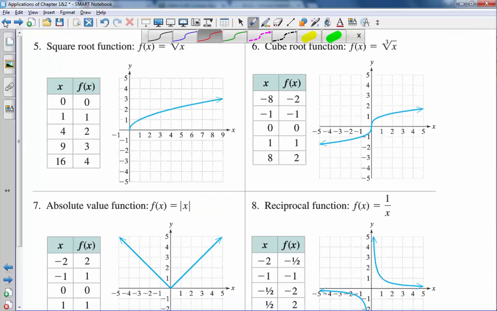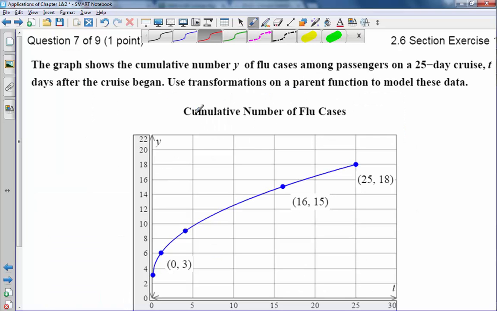Square root, right? Look, which one is it in the list? It's this one. Okay, I want to transfer this down to the next page. Look, it goes 0, 0, 1, 1, and then 4, 2, and then 9, 3. These are significant values. So let me plot it here so you can compare them.